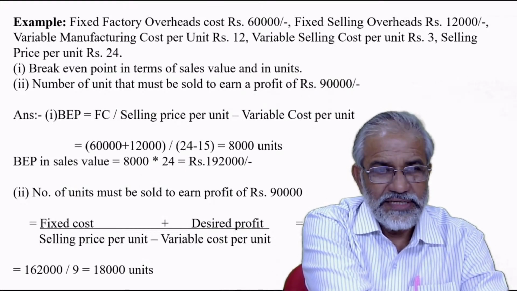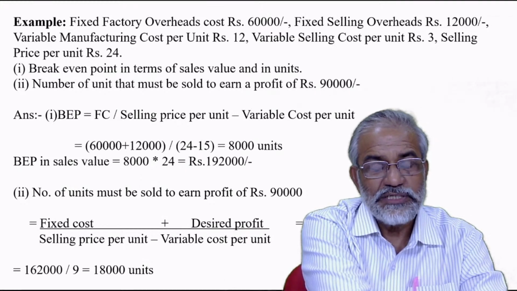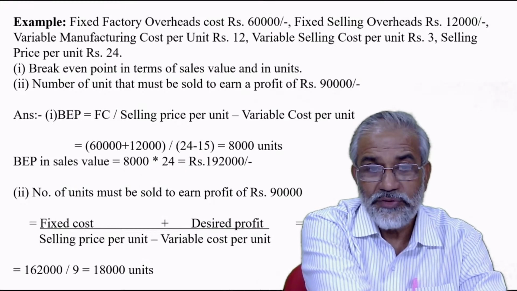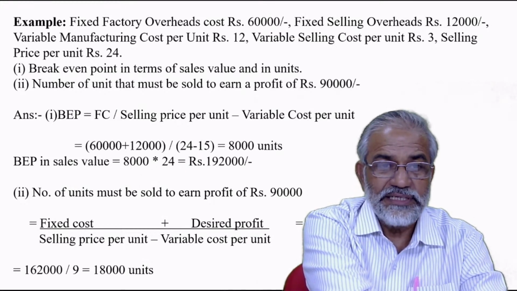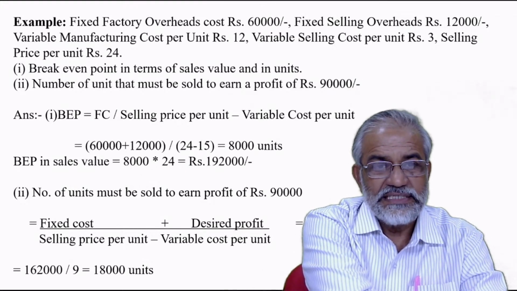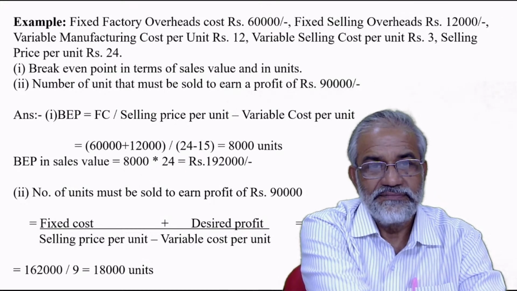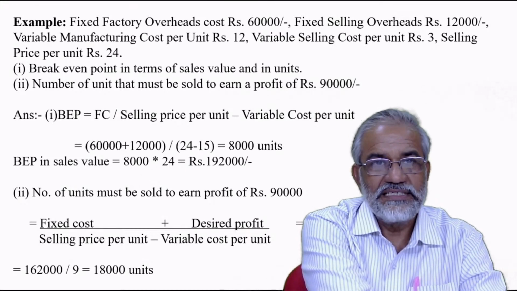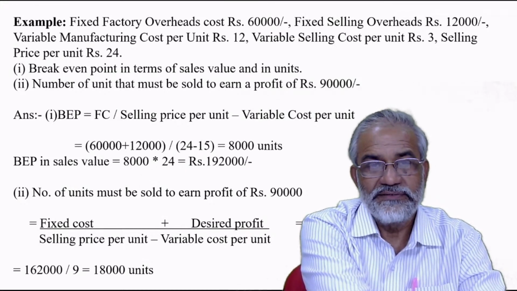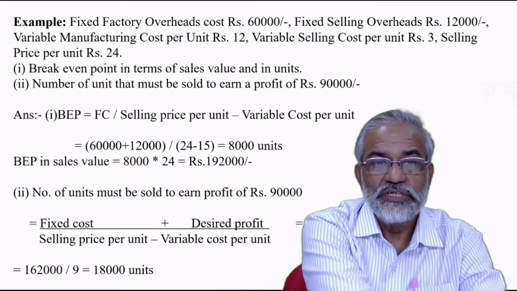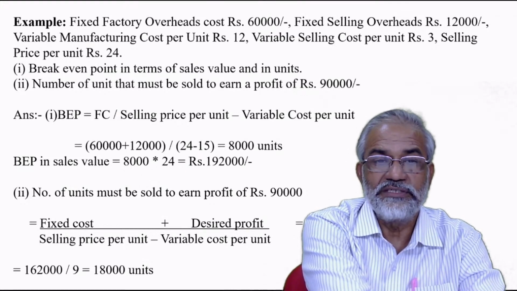the break-even point is equal to fixed cost divided by selling price per unit minus variable cost per unit, which is otherwise called the contribution per unit. Here the fixed cost is not given directly, we can calculate it: 60,000 plus 12,000. The 12,000 is the fixed selling overhead and 60,000 is the fixed factory overhead. Both come to 60 plus 12, that is 72,000.